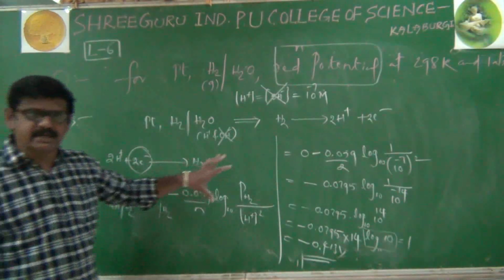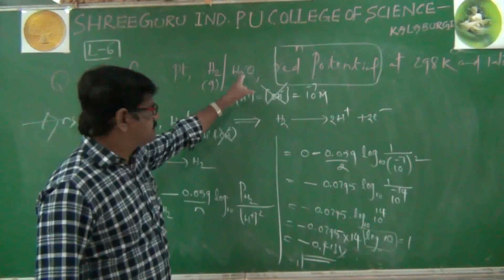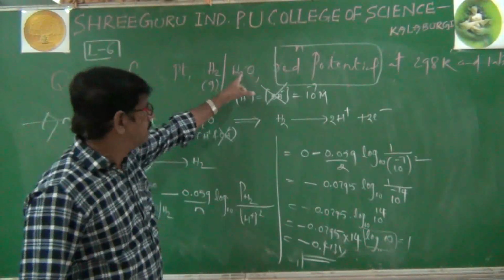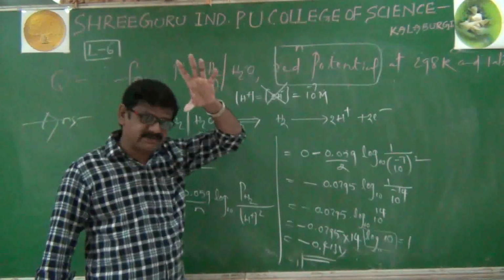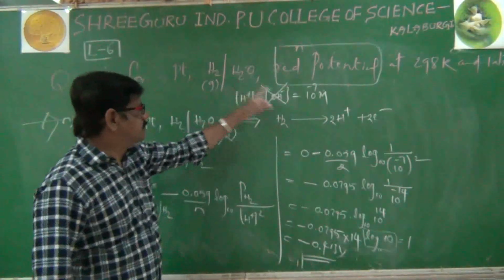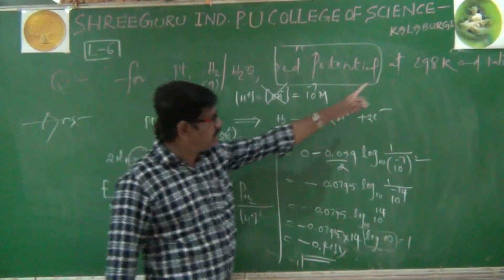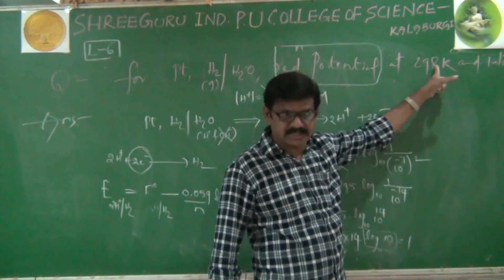Okay, here the important point is that the H plus concentration has not been given in the question. We have collected it from the ionic product of water concept. The H plus value is 10 to the power of minus 7 molarity at 298 kelvins temperature.